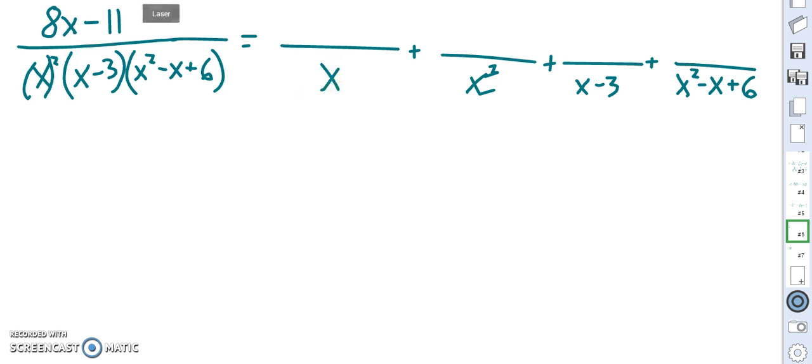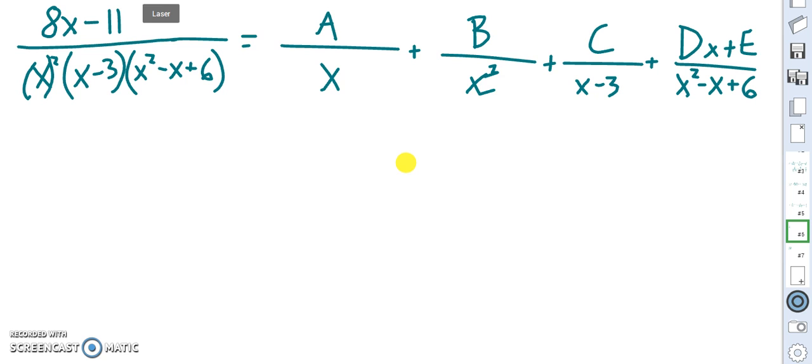X is a linear thing, so I'm just going to put a constant. X squared is quadratic, but it's the square of a linear thing. It's the square of this linear thing. So I'm just going to put a constant. Constant is one lower degree than linear. X minus 3 is a linear, so I'm going to put a constant. X squared minus x plus 6 is this quadratic that does not factor. So I'm going to put a linear thing on top. It does look like it factors, right? Because 2 minus 3 is negative 1, and 2 times 3 is 6, but the negative and positives don't line up quite right. That's how I'd factor this.